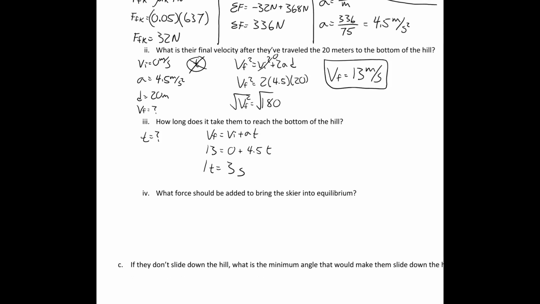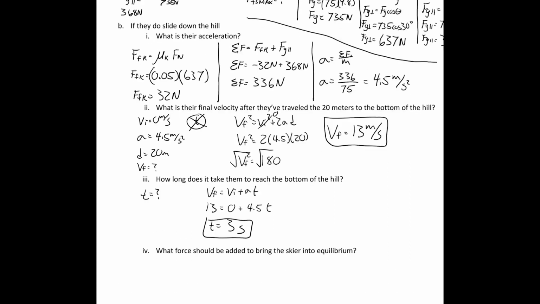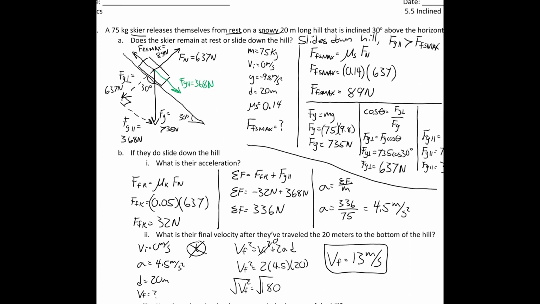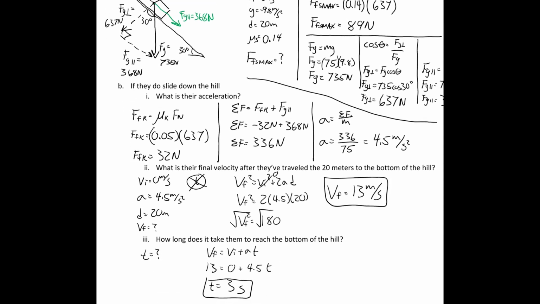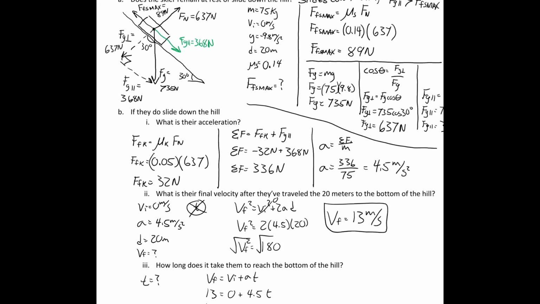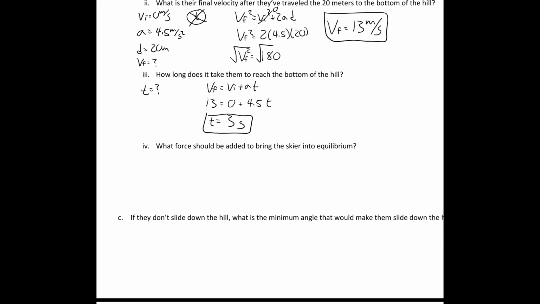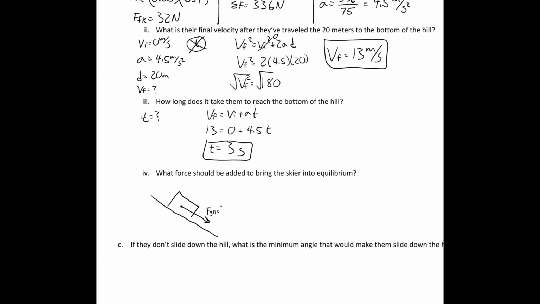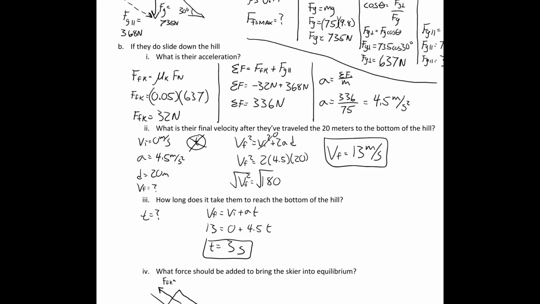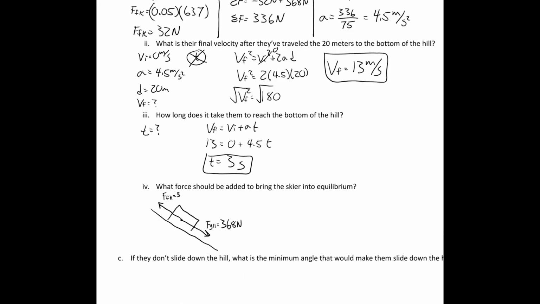What force should be added to bring the skier into equilibrium? Very good question. Now you have to look at your diagram again. What's going to cause this guy to become in equilibrium? Let's look at it, I'll redraw it again. So here we got FG parallel is equal to, that was 368 newtons, the frictional force, and let's assume that it's kinetic. Now we're sliding. We said it was 32 newtons.